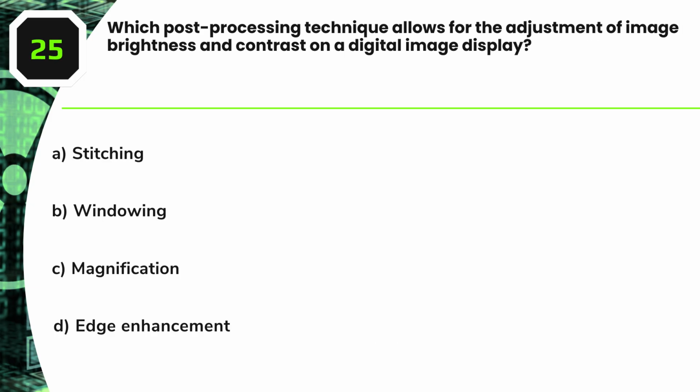Question 25. Which post-processing technique allows for the adjustment of image brightness and contrast on a digital image display? A. Stitching. B. Windowing. C. Magnification. D. Edge enhancement.